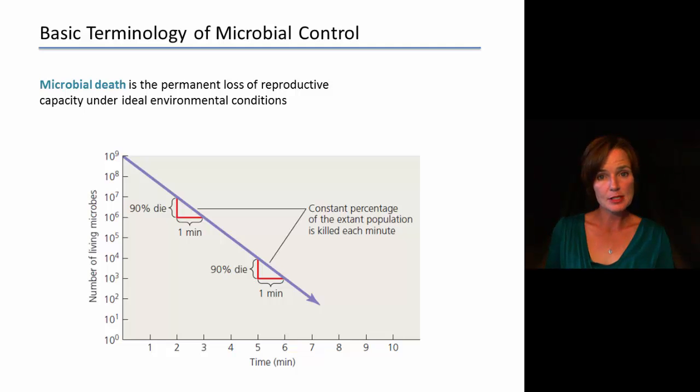Microbial death is an important concept to understand when we're talking about controlling microbe growth. That term refers to the permanent loss of reproductive capacity under ideal environmental conditions. And if we plot the actual microbial death, as you can see right here, it is a constant. So we have this line that shows us a decrease in the microbial reproductive rate. We're looking at the number of living microbes on the y-axis, and that is a logarithmic scale. On the bottom, we're looking at time. And we get a constant percentage of the population that is being killed at each moment in time, or each minute in time.